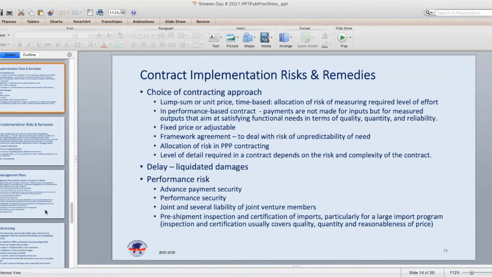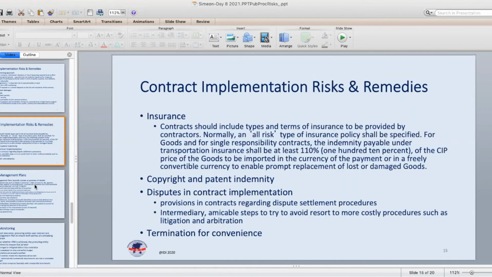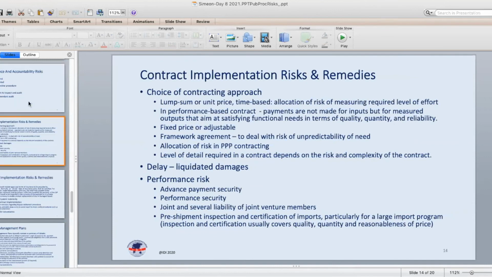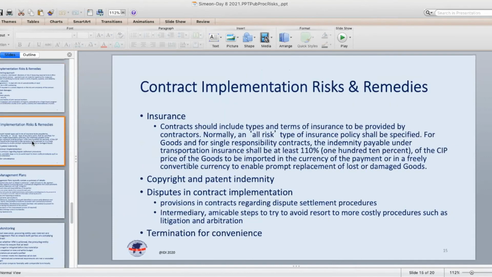Then from donors' point, where did I go? From donors. Sorry, contract implementation. I think I jumped.